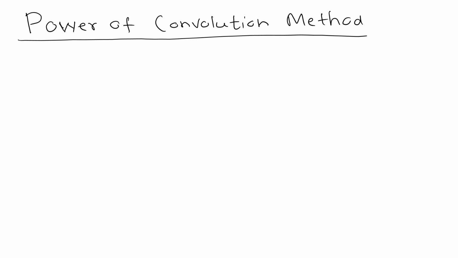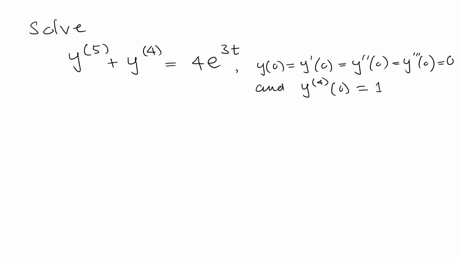Let's learn how to use the convolution method to solve a differential equation quickly. So we're going to look at this problem. Let's say we have to solve y to the fifth derivative plus y to the fourth derivative equals 4e to the 3t, with the initial conditions y(0), y'(0), y''(0), y'''(0) all equal to 0, and y to the fourth derivative evaluated at 0 equal to 1.